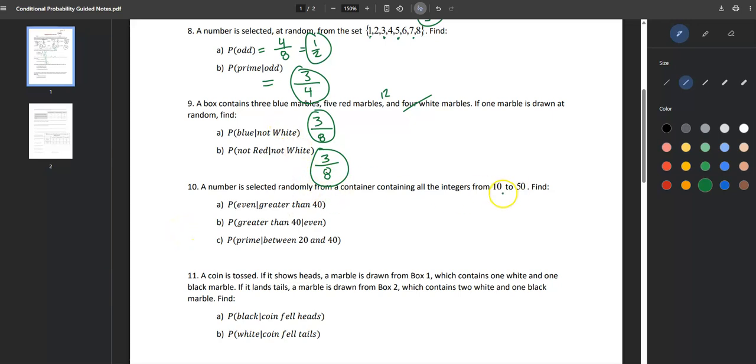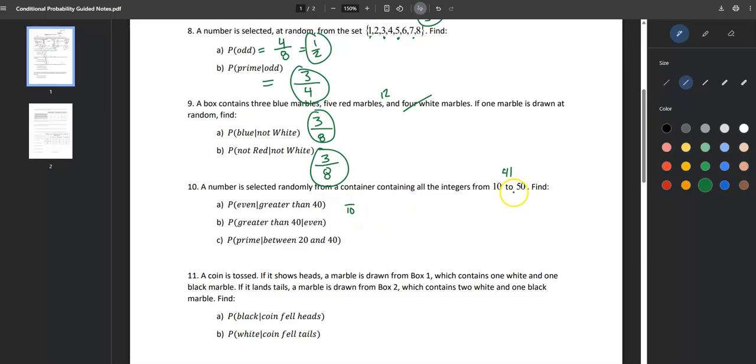Okay, these next few, I've got integers 10 through 50. So if you think about this, guys, there are 41 numbers because you got to count 10 and 50 for that. Not just 40, there are 41 numbers. So 10, 11, 12, 13, 14, all the way up to 50. So this is asking what's the chance I get an even number if the number is greater than 40. So how many of those numbers are greater than 40? Well, I have 41, 42, 43, 44, 45, 46, 47, 48, 49, and 50. So there are 10 numbers.